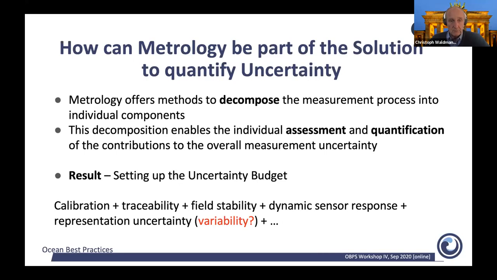This decomposition is explained to a certain degree here with the terms that I listed below. Part of it is calibration, traceability, field stability, dynamic sensor response, and representation uncertainty or variability. It's up for discussion how we should deal with that. This is something that is still open. This has not been solved for ocean sciences, and maybe we can think about the next steps. If you think about calibration and traceability, you can probably talk to companies like Seabird, and they will tell you they have ideas on quantifying uncertainty as part of the calibration process. So this is not something we have to start from the beginning. But still, I think there's a need to look into that.